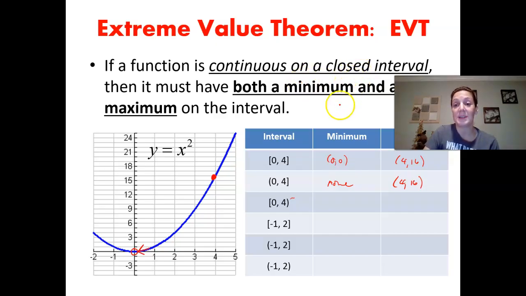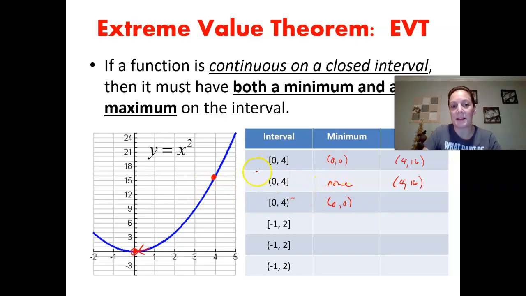Extreme value theorem is going to guarantee that minimum and that maximum as long as it's a closed interval and as long as we're continuous. Okay. Look what happens here on 0 to 4. If I leave the 4 out, now this is colored in. Cool, I have my minimum at 0, 0.